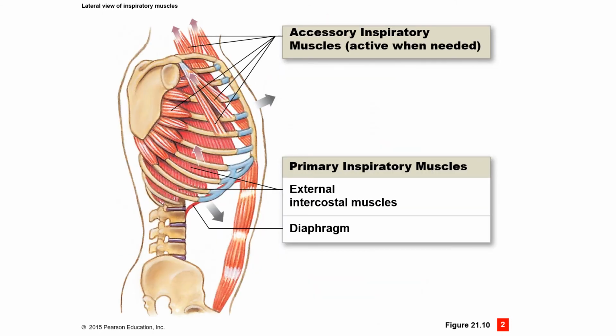Here we can see, from a side view, some of the actions of these inspiratory muscles. Remember that the diaphragm, when it contracts, is going to pull downward. The external intercostal muscles will flex and pull the ribs together, moving upward. We can see that the other muscles of the chest are going to allow the chest to expand out and up, all about increasing the total volume of the thoracic cavity.